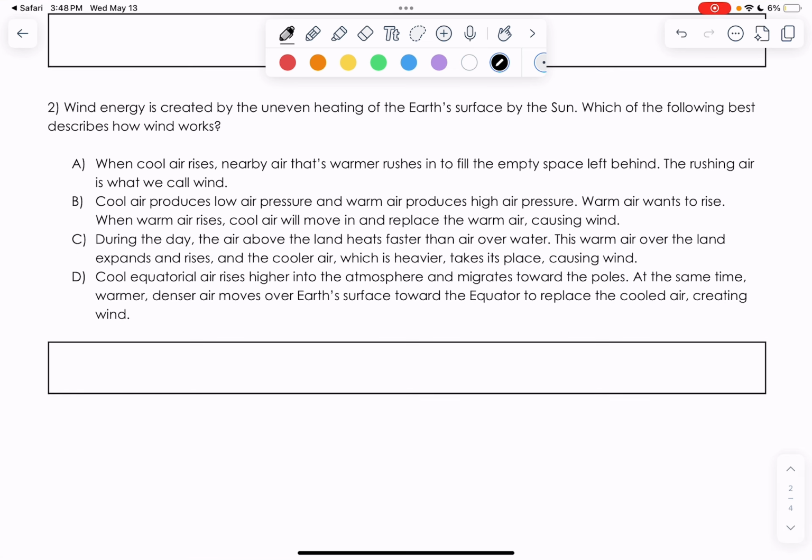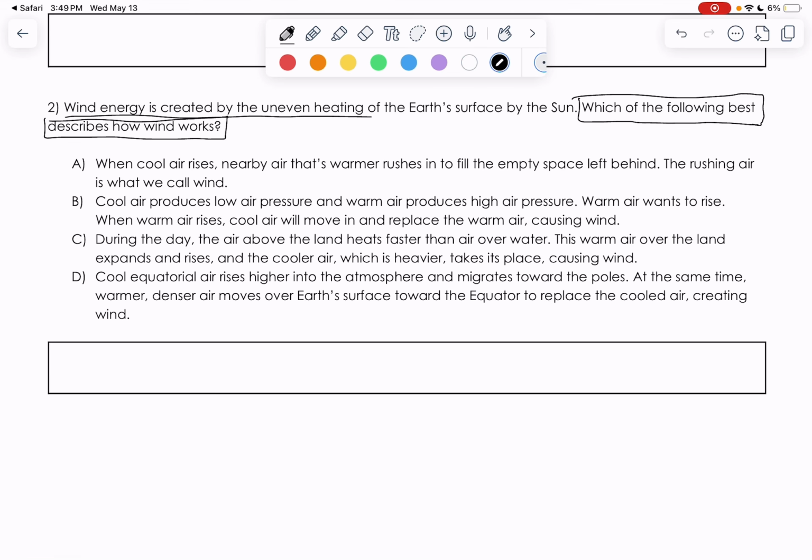Number 2 says wind energy is created by the uneven heating of the Earth's surface by the sun. Which of the following best describes how wind works? So, one thing we need to review about wind before we get into this question is hot air versus cold air. Because, again, like it says, wind energy is created by uneven heating. So, how hot air and cold air interact.